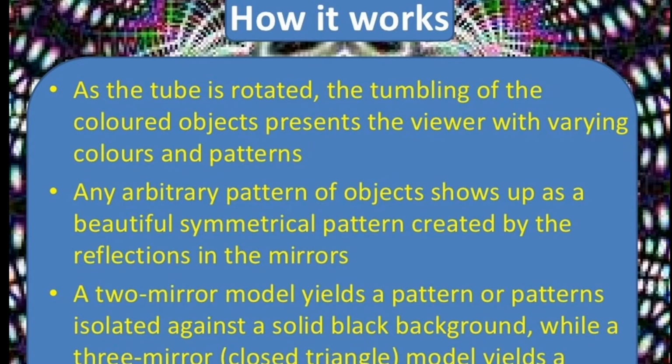As the tube is rotated, the tumbling of the colored objects presents the viewer with varying colors and patterns. Any arbitrary pattern of objects shows up as a beautiful symmetrical pattern created by the reflection in the mirrors. The two mirror model yields a pattern or patterns isolated against a solid black background, while a 3 mirror closed triangle model yields a pattern that fills the entire field.